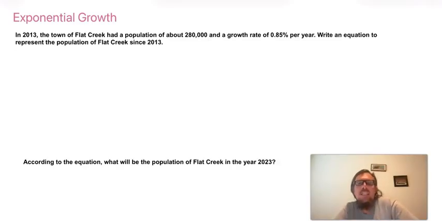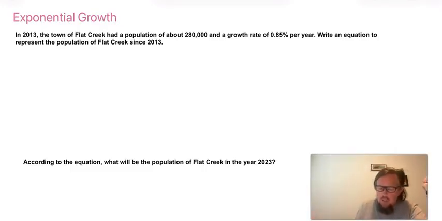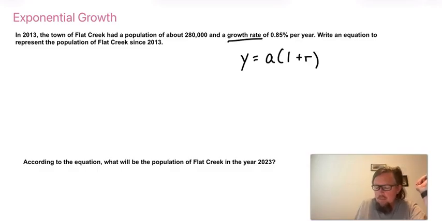In 2013, the town of Flat Creek had a population of about 280,000 and a growth rate of 0.85% per year. Write an equation to represent the population of Flat Creek since 2013. If you remember our general equation for growth, it looks like this. We know this is growth because it says growth rate.